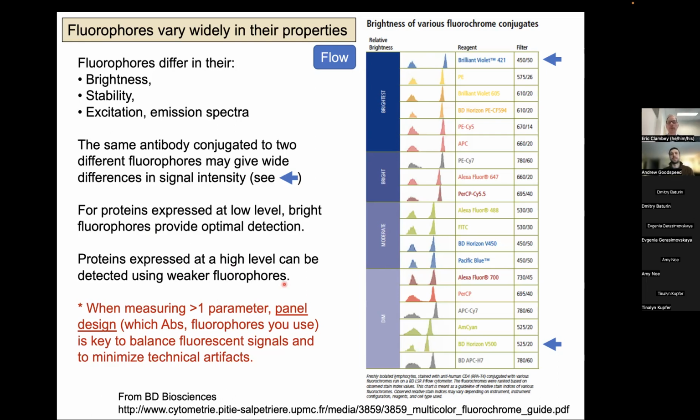Now, where this really becomes an issue is when you're measuring more than one parameter, and that's what the vast majority of us want to do. And so here, panel design is key. And what panel design refers to is designing the optimal pairing of antibodies and fluorophores to balance fluorescent signals and to minimize technical artifacts.